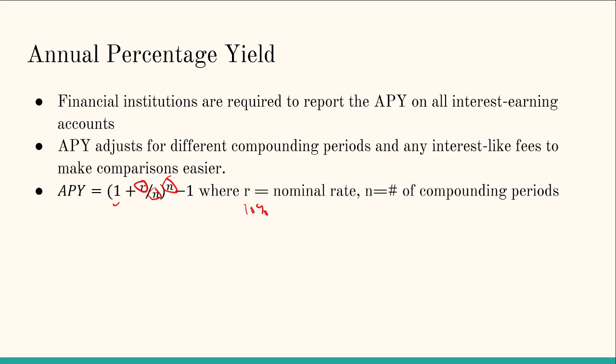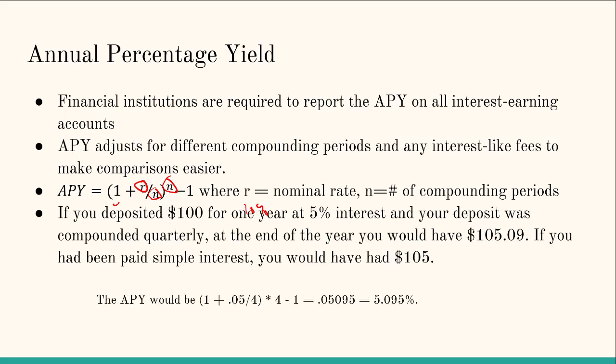So if this 10% is given as a yearly rate, and if you deposited $100 for 1 year at 5% interest, and your deposit was compounded quarterly, within that year there are 4 compounding periods. At the end of the year, you would have $105.09. But if it had been just simple interest, where you're just earning 5%, you'd only have $105, right? So how did that math come about?